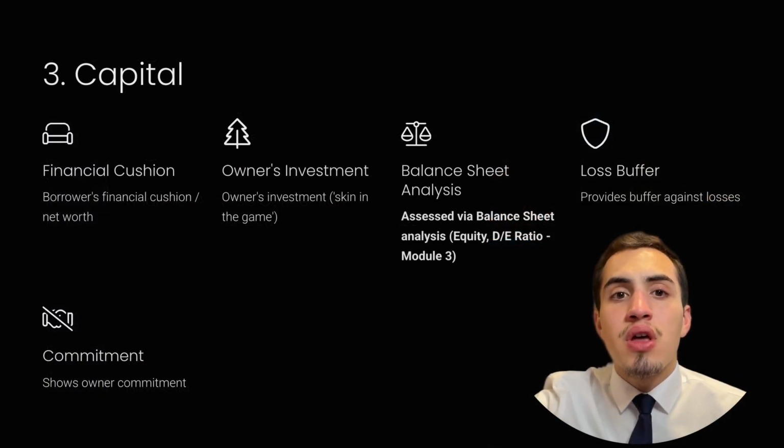Third is capital. This refers to the borrower's net worth or financial cushion, essentially how much of their own money is invested in the business. We assess this when looking at the equity section of the balance sheet and calculating the debt to equity ratio. A strong capital base demonstrates owner commitment and provides a buffer to absorb potential losses, protecting the bank.